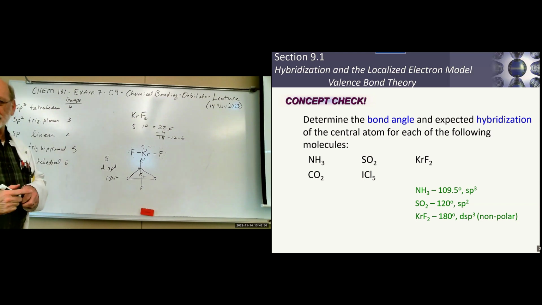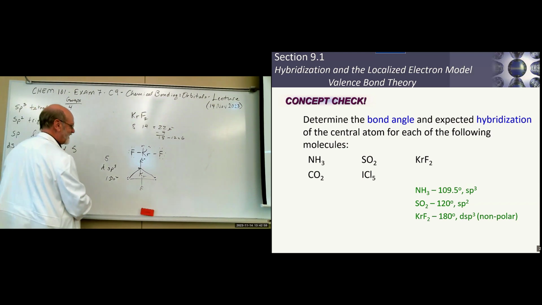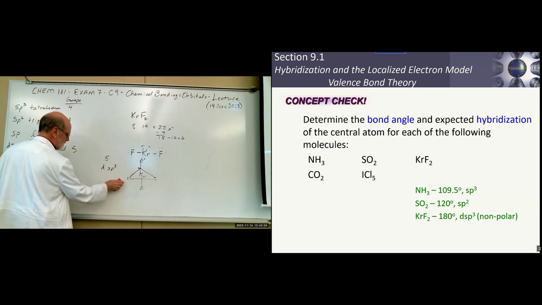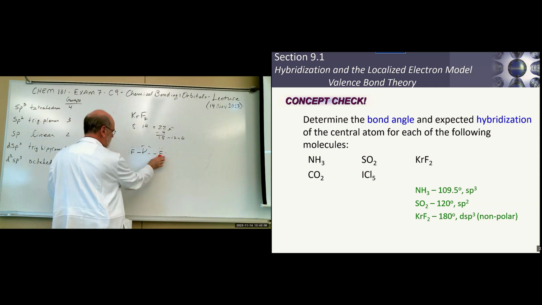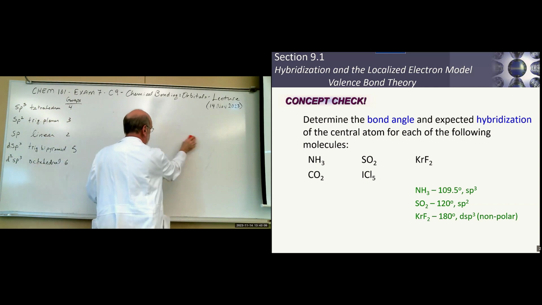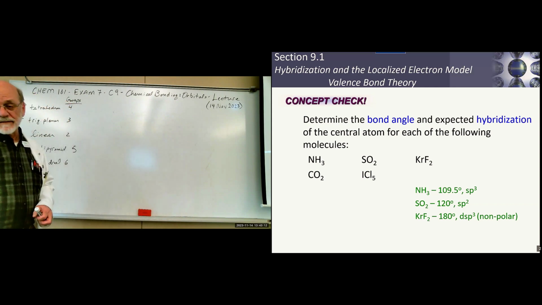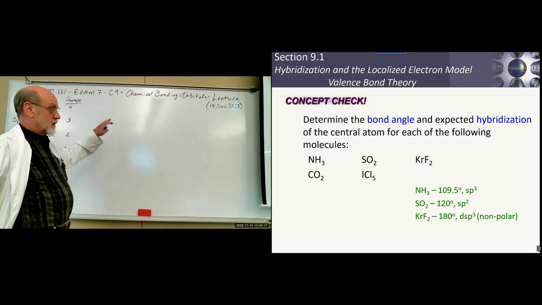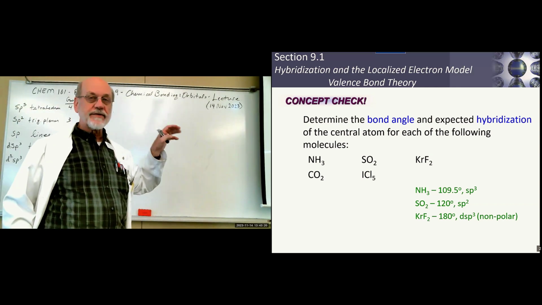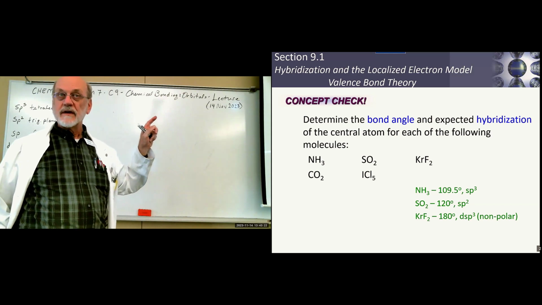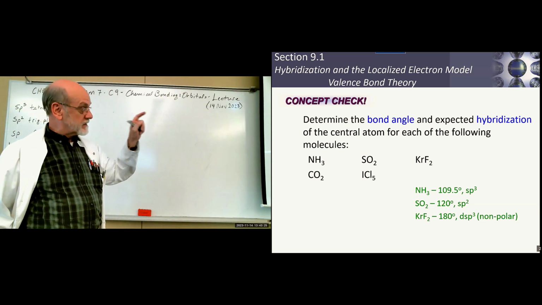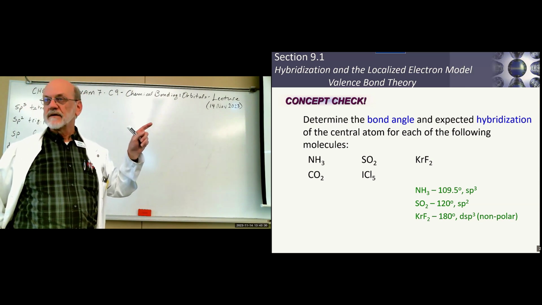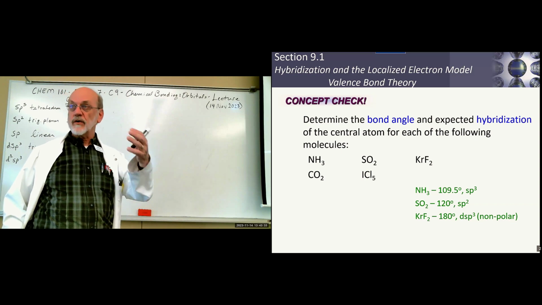Oh, we just added a little comment. It's nonpolar. Okay. dsp3. We need 5 orbitals. 1, 2, 3, 4, 5 hybrid orbitals to satisfy that molecule. And I'll say it again, if I haven't said it before, what we have to do is match our theory to the results. And the experimental results say that krypton difluoride has a 180 degree bond angle. It's nonpolar. So that's the only way we can answer it with our current theory.